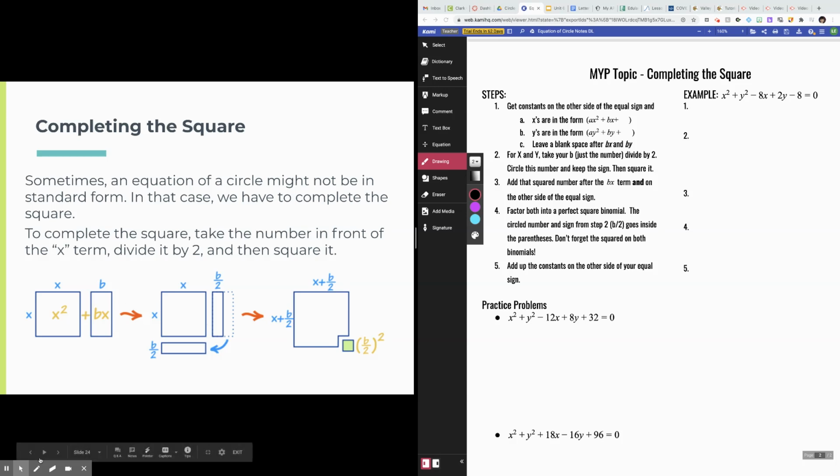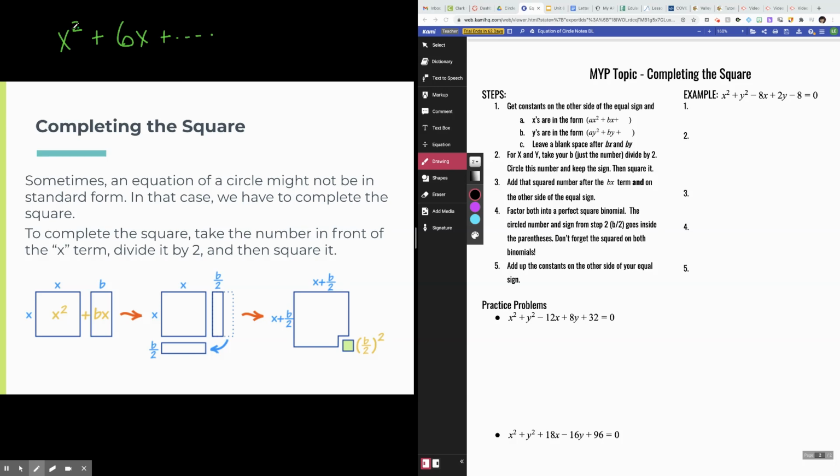Okay, so more often than not, and you can kind of see this on the left side of the screen, there's an actual visual for you here that shows you why it's called completing the square. So usually you'll have something like this, where you'll have x squared plus, I don't know, let's say 6x plus, and then it would have the y part as well, okay?